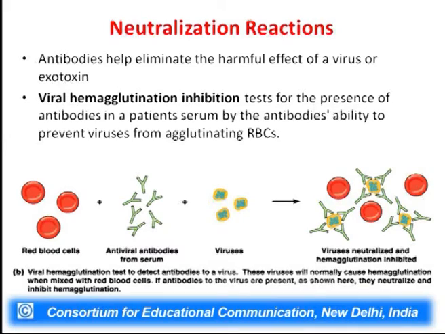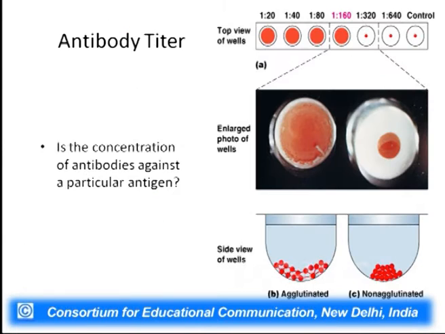In this, we actually require the patient's serum and we can see the test. How can we counter it? You take the antibodies which are antiviral antibodies and you mix them with the cells. What do we see? The virus and the antibodies interact with each other and the RBCs do not get hemagglutinated. So this is a good neutralization reaction based on which we can save the patient.